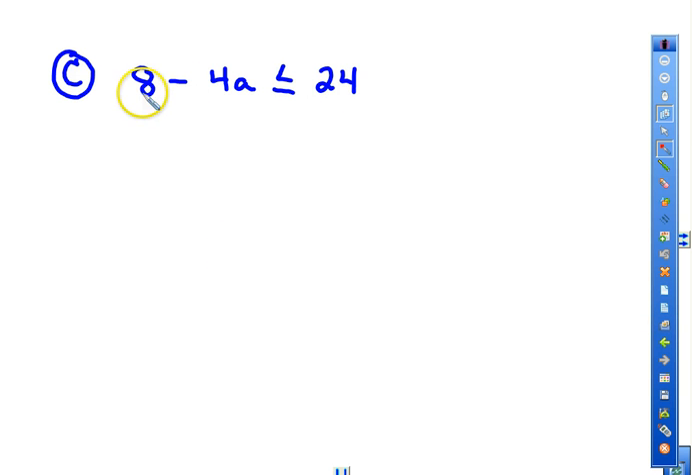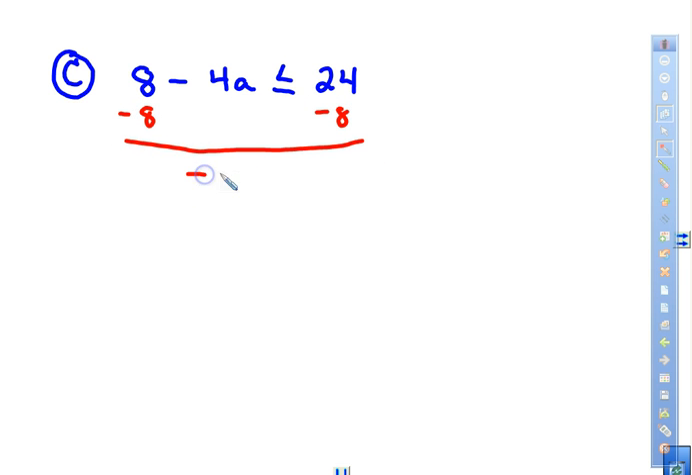So again, we start with our number that is by itself on the side with a variable. So we have to add a -8 to both sides. And we get subtract 4a, which is the same thing as a -4a. Remember, we can change this to addition, opposite of the second number. So when it's subtracting a +4, it's the same thing as adding a -4.